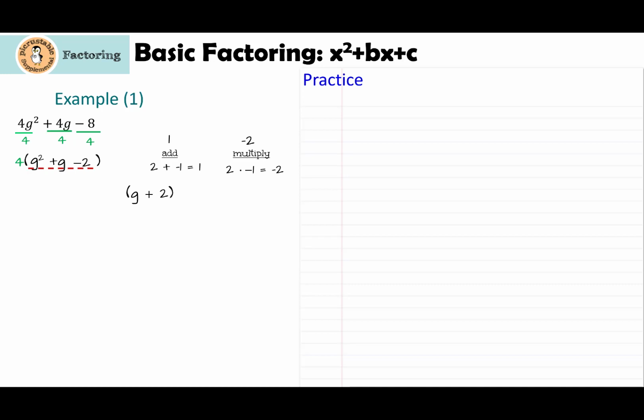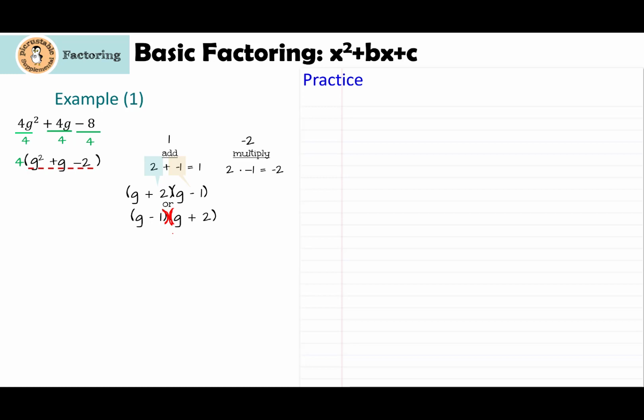I'm going to have g plus 2 times g minus 1. Where am I getting those again? Here's my 2, and here's my negative 1. I know, how crazy is that? It's like super easy. We could also have g minus 1 times g plus 2. Oh my gosh, I just complained about this, and here we have it.